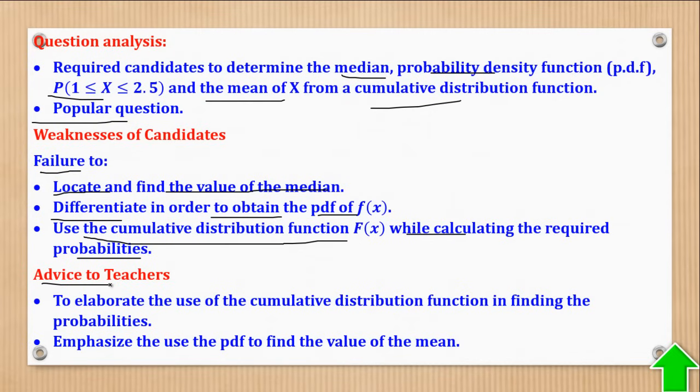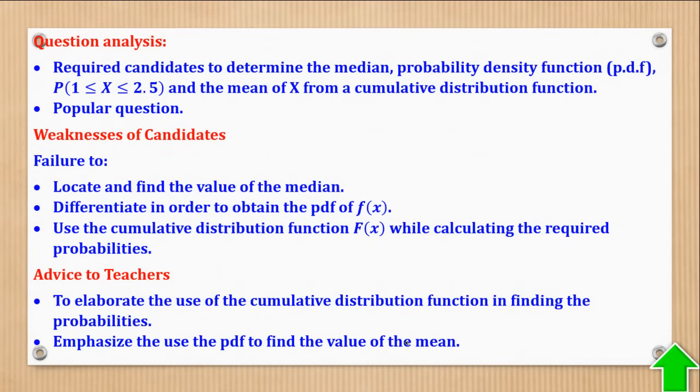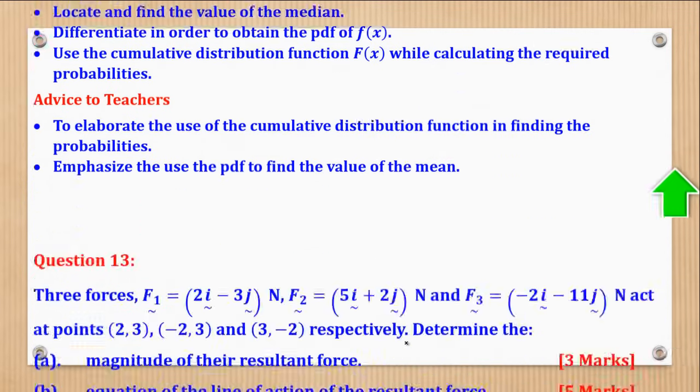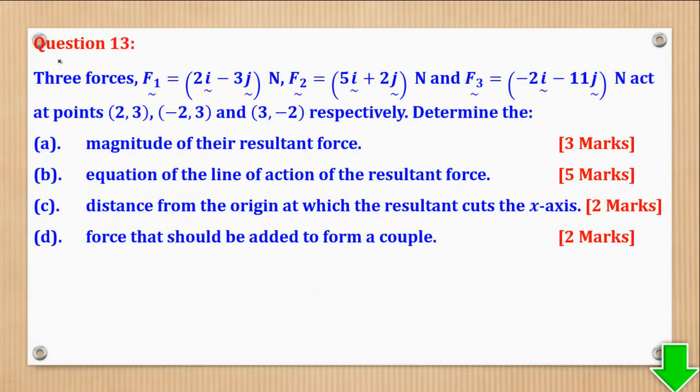Then advice to teachers is to elaborate the use of the cumulative distribution function in finding probabilities. Using the cumulative distribution function involves substitutions and subtraction, simple as that. Then emphasize the use of the PDF to find the mean. So for the mean you can't use the cumulative; you have to go back to the PDF. So that was question 12. Now we shall go to question 13.